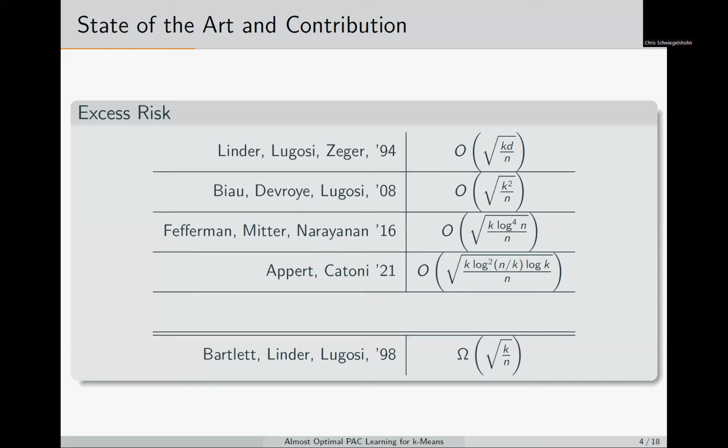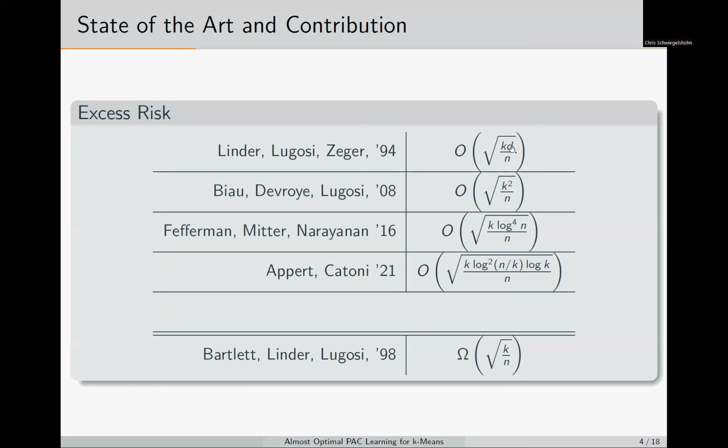So what is known for this problem? How quickly does the excess risk converge to 0? Well, there are obviously a lot more results out there. This is just a small sample, but they are somewhat notable for reasons that we will see throughout this talk. In 1994, Linder, Lugosi, and Zeger managed to show a convergence rate of the order of square root of KD over n. The dependency on K is optimal due to this lower bound over here, so you cannot do better than square root of K over n, at least in high dimensions.